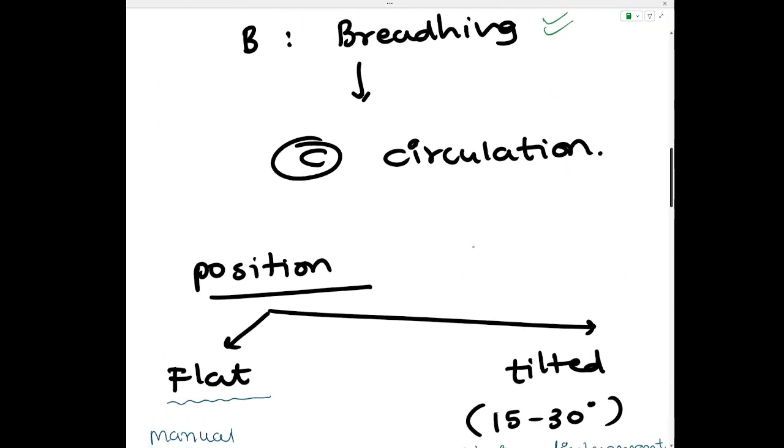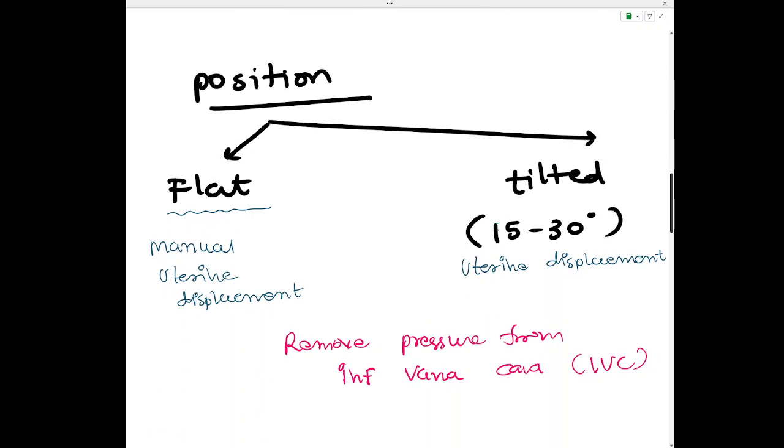Now, first of all, the position in a pregnant woman is different from an adult woman. What is the position? It can be two: a flat position or a tilted position. The tilted position is important in pregnant women because the gravid uterus puts pressure on the inferior vena cava, the big blood vessel taking the whole venous return to the heart. It is a very important vessel, and the uterus compresses it, creating problems.